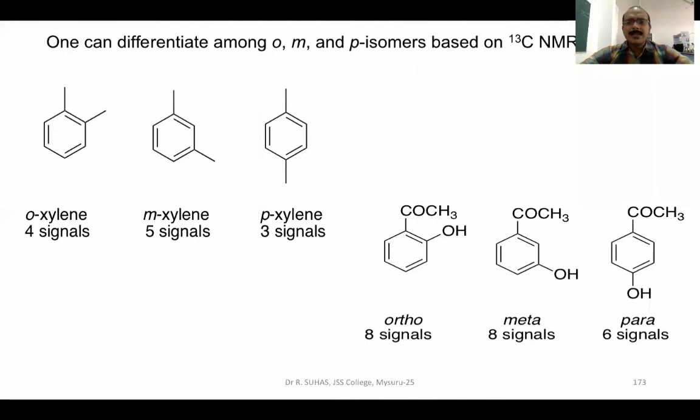Similarly, for paraxylene, you are going to get a very small number of signals. That means only 3 you are going to get. How 3? This CH3, both are present in the same environment. That's why you are going to get only 1 signal. This is 2, and all the 4 protons of the aromatic ring come as only 1 singlet. As a result of that, we are going to get only 3 signals.